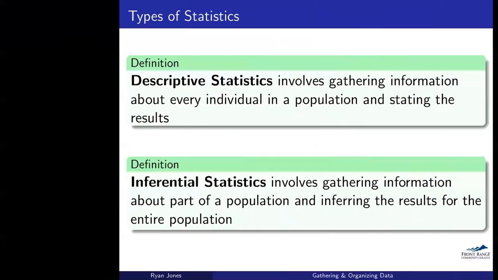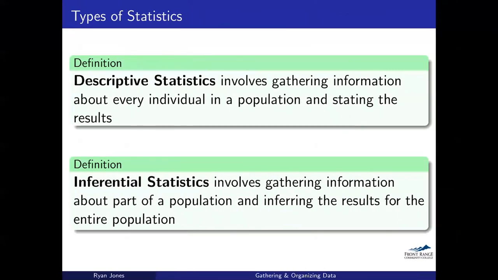We've talked about sampling methods. And I want to talk about two different types of statistics. So we're going to have descriptive statistics, and we're also going to have inferential statistics. And so descriptive statistics says, hey, let's take the entire population and let's gather information for everybody and let's state the results. You'll notice that a lot of times this is hard. For example, let's say in the United States, you're doing the census. So we're trying to get information on everybody who lives in the United States. Well, it's really tough to ask every single person in the United States a bunch of information about themselves. And so if we could, that would be descriptive statistics.